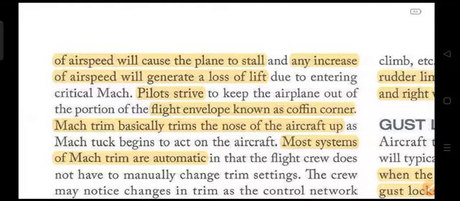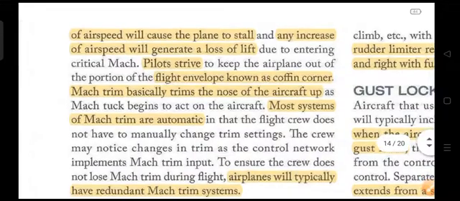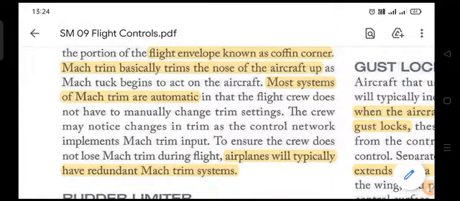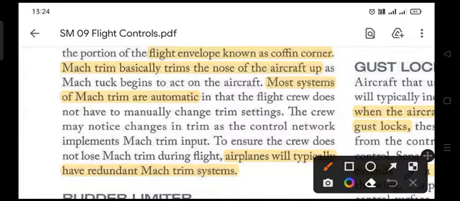So Mach trim basically trims the nose of the aircraft up as Mach tuck begins to act on the aircraft. Most systems of Mach trim are automatic, which means there is an automatic system, and airplanes will typically have redundant Mach trim systems, which means there will be two to three Mach trim systems.